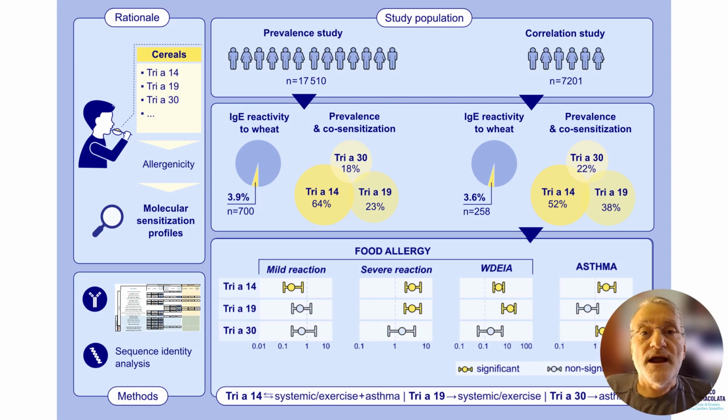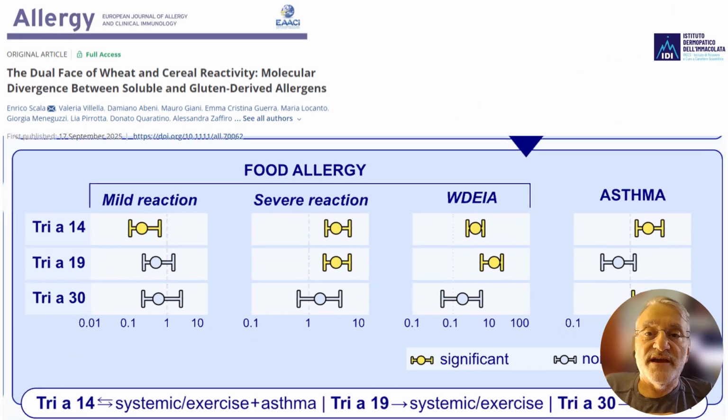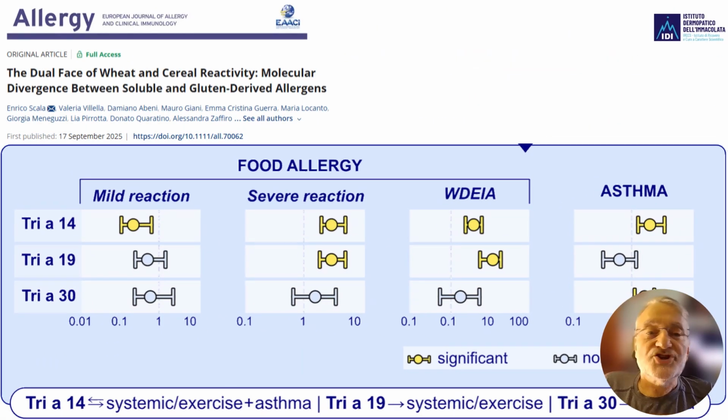Third, clinically, 3A14 and 3A19 were independently associated with several reactions and severe reactions, especially food-dependent exercise-induced anaphylaxis. In contrast, ZIA-M14 alone was more often linked to moderate symptoms resembling the LTP syndrome phenotypes.